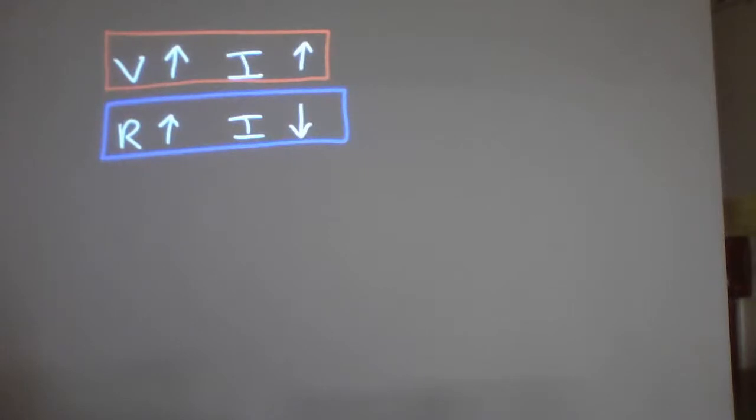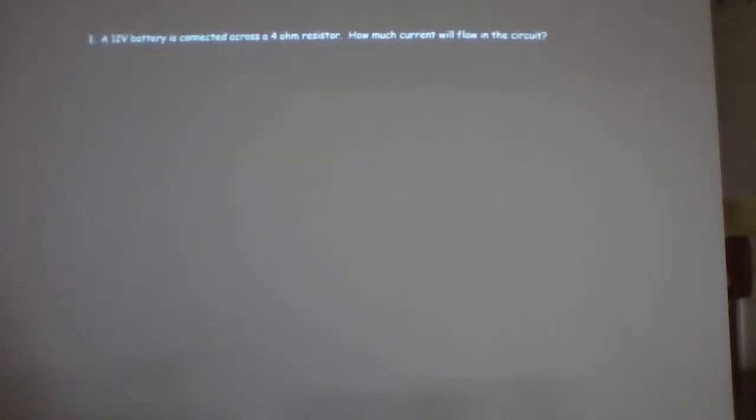If you triple the voltage, the current will triple. If you triple the resistance, the current will be 1/3 of its original value. Now let's work on some practice problems. A 12-volt battery is connected across a 4-ohm resistor. How much current will flow in the circuit?